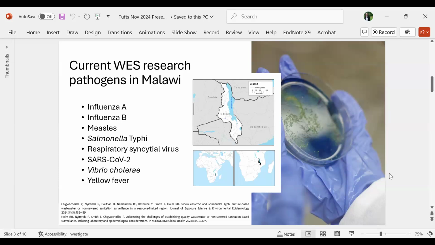Mostly though, due to limited supplies, we are running culture methods for cholera weekly. We do run pathogens on PCR only periodically, roughly on a quarterly basis. So we're really focused on cholera due to the recent cholera outbreak.